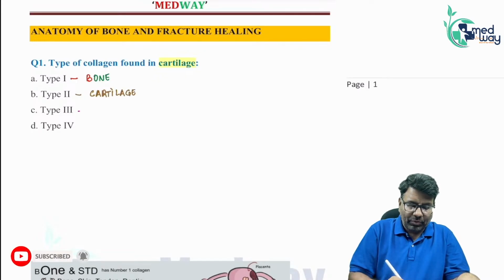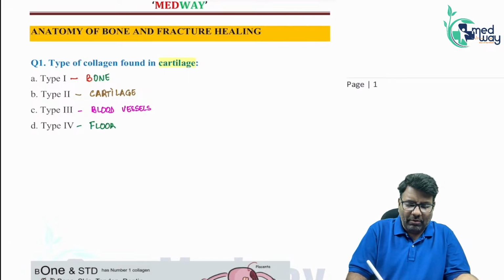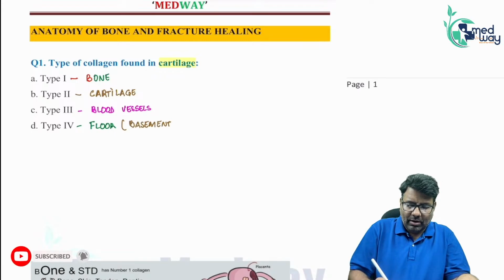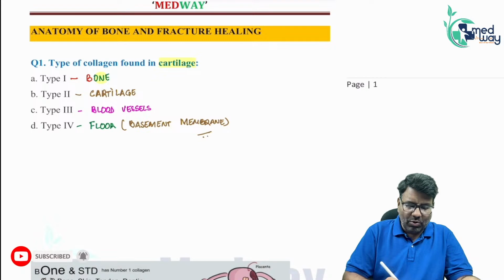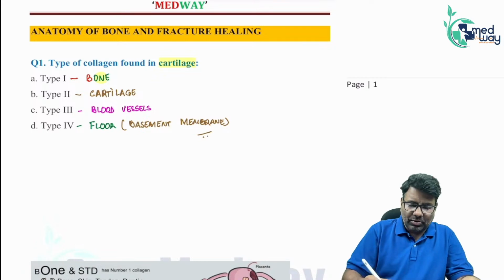Type 3 is in the blood vessels, and type 4 you can remember floor. So type 4 or floor, and floor is actually the basement membrane. Clear? So this is how you can remember the type of collagen present in different structures. Type 1 in bone, type 2 in cartilage. So here the answer will come out to be type 2. Right? So this is the answer here.